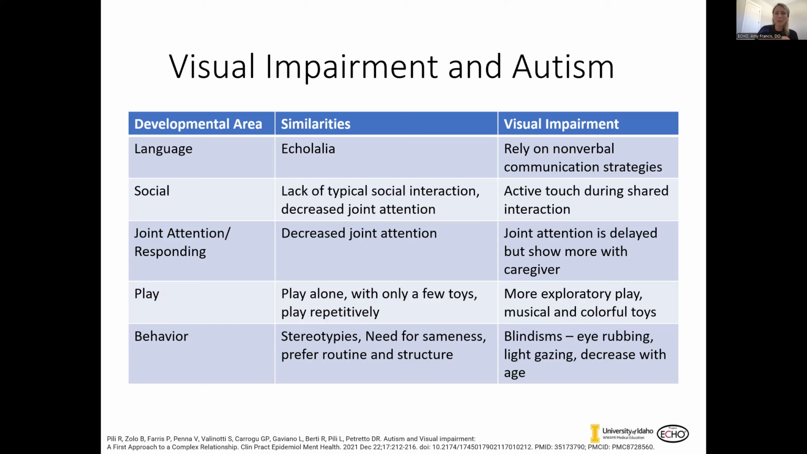Children with visual impairment often engage in what we call blindism, so they will repetitively rub their eyes for that pressure, and then also they will gaze at lights, okay? And these tend to decrease over time, but they may look like the child is stimming. So, next slide.